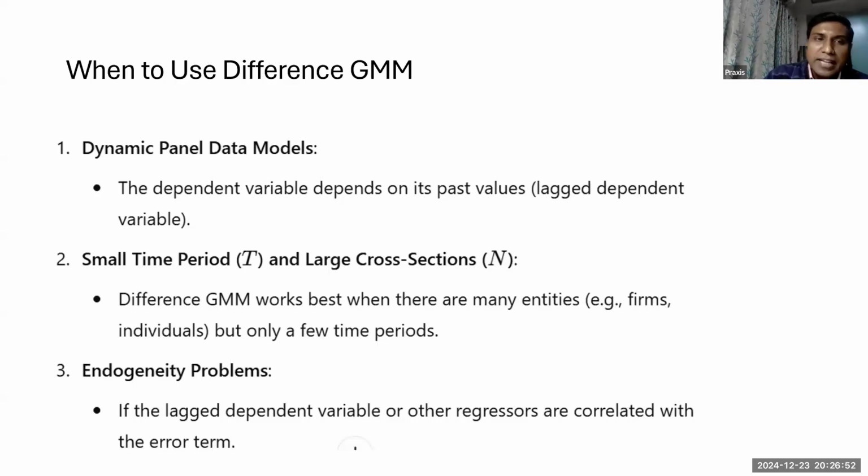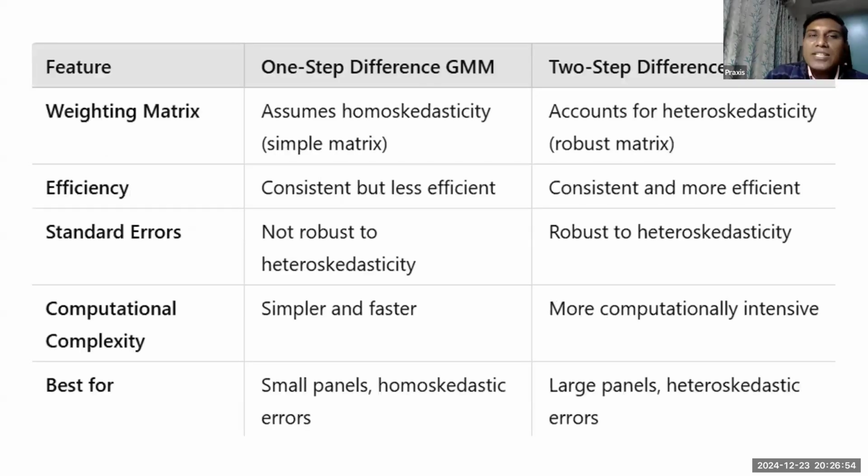Okay. Next is, what is one-step difference GMM and what is two-step difference GMM? Because we will be doing all these things, but we need to understand what it is. So difference GMM also has two versions. One is called one-step, the other one is called two-step. What is one-step? One-step assumes homoscedasticity of variance, right?